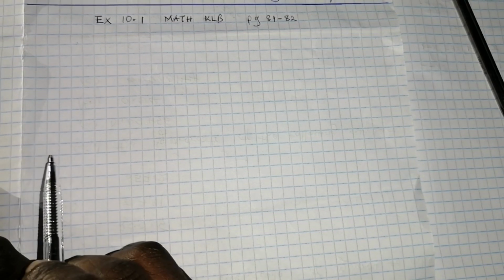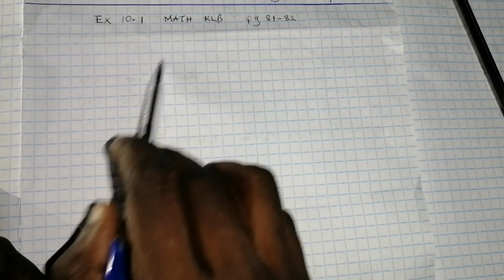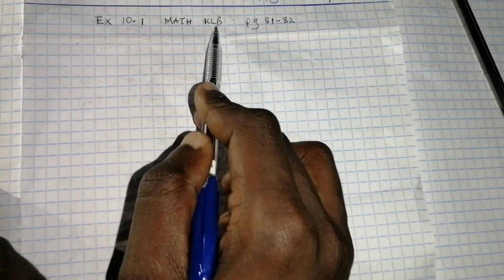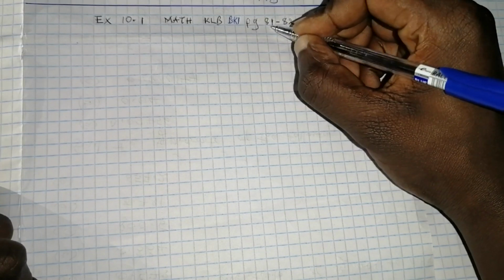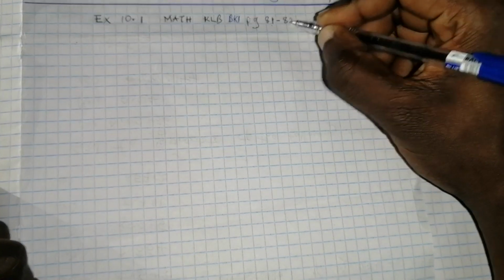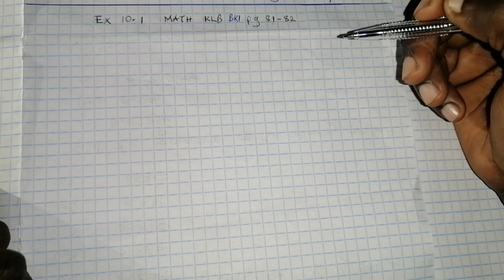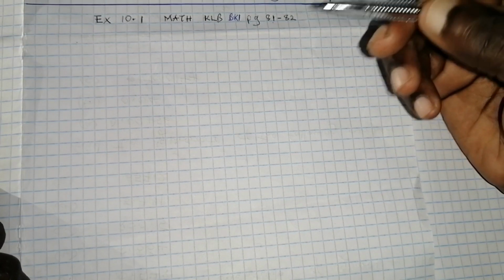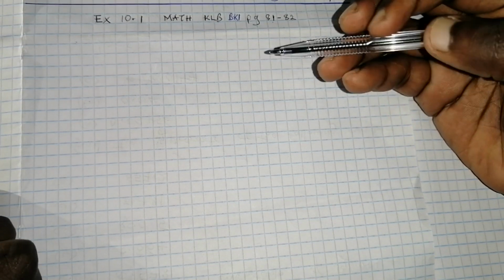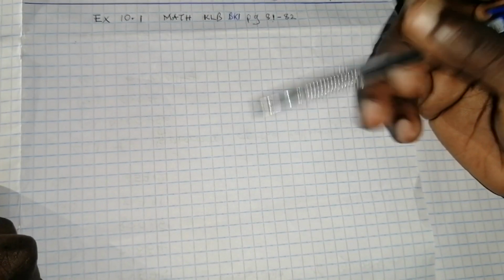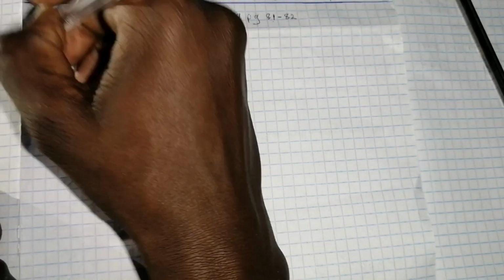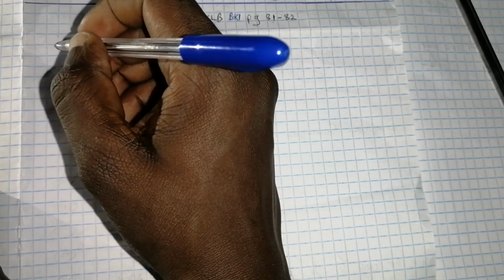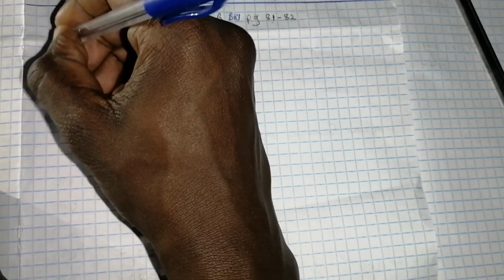The questions are found in exercise 10.1, that is Math KLB, and this is Math KLB Book 1, on page 81 to page 82. So this is where you'll find the questions. Let's just jump right in. Now, we are going to go through the first example, and that is exercise 10.1, number 1.